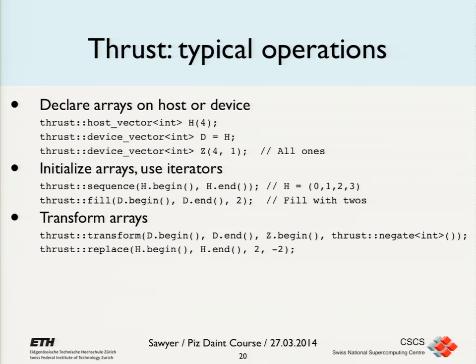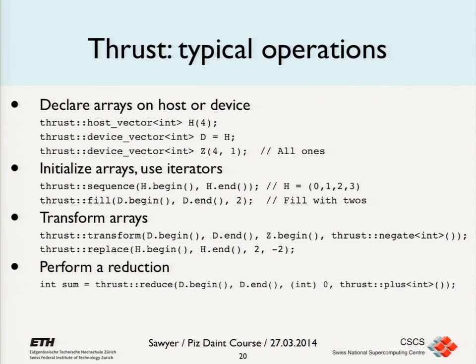You can replace values. Every 2 should be changed into -2. You can perform reductions. For example, simple global sum of the vector D, right? You can sort arrays, very simple. Again, these are iterators, right? So from H to the 5 elements of H, if you like.